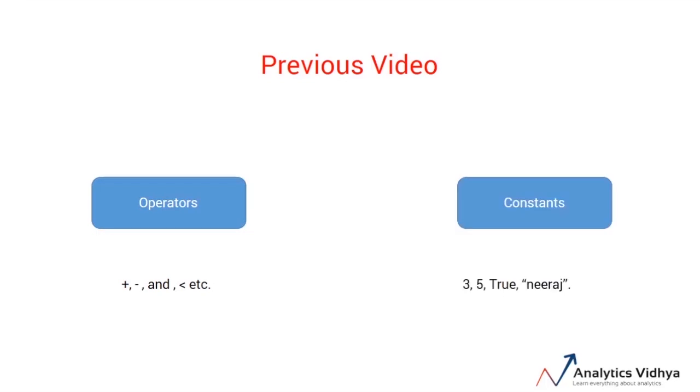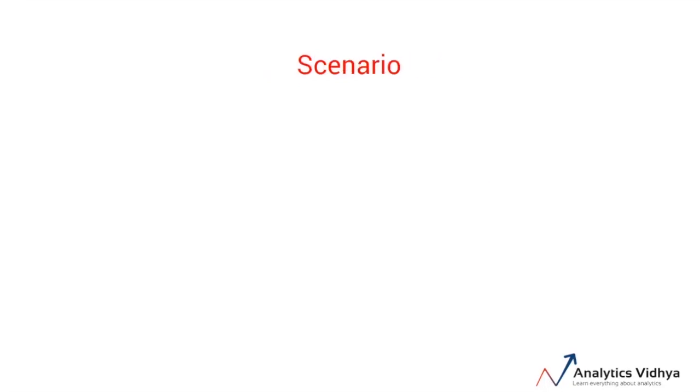In the previous video, we learned about some operators like addition, subtraction, and less than, etc., and used them on constant values like 3, 5, True, etc. But you cannot always work with constants. Let me explain why with the help of a scenario.